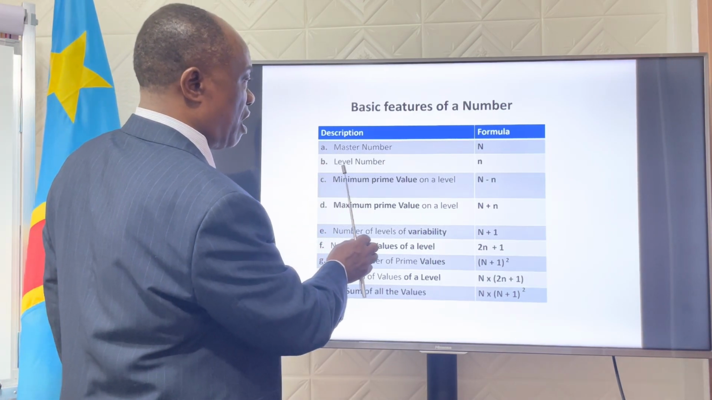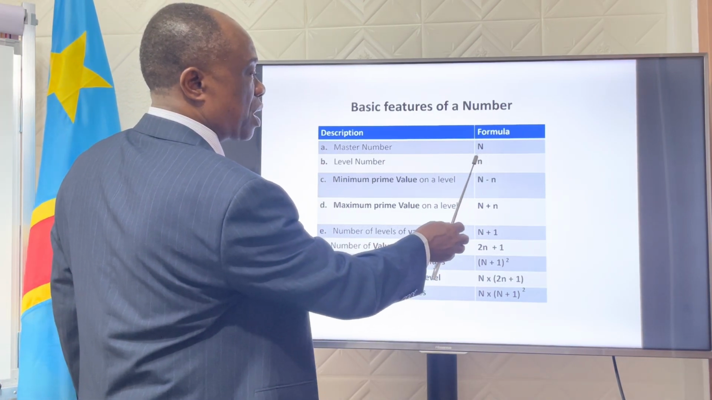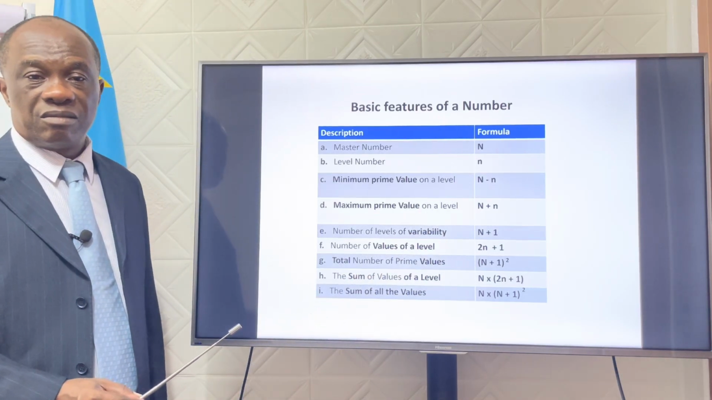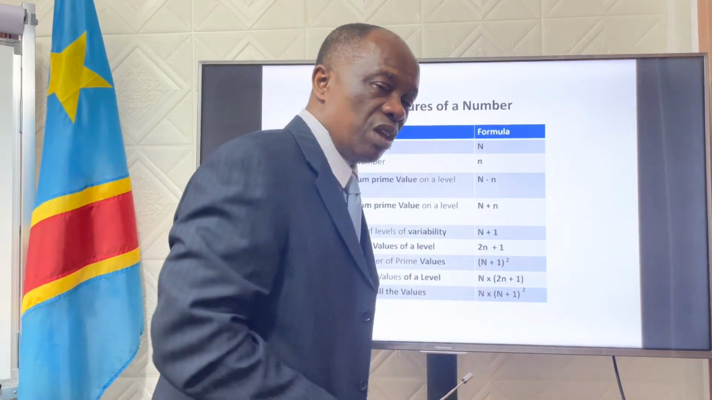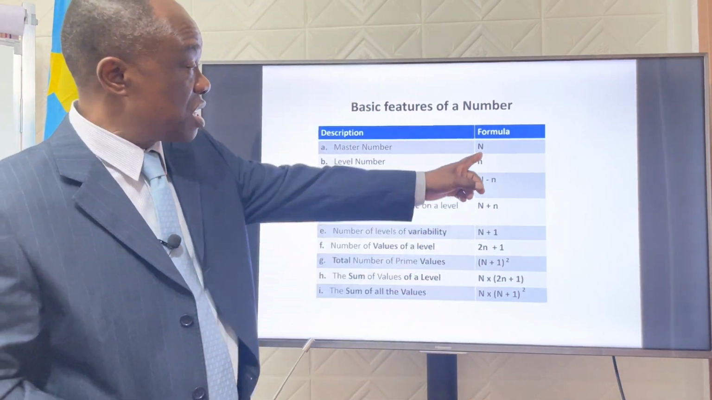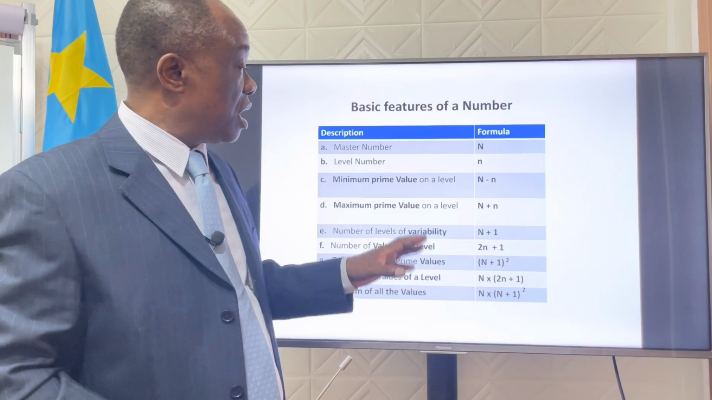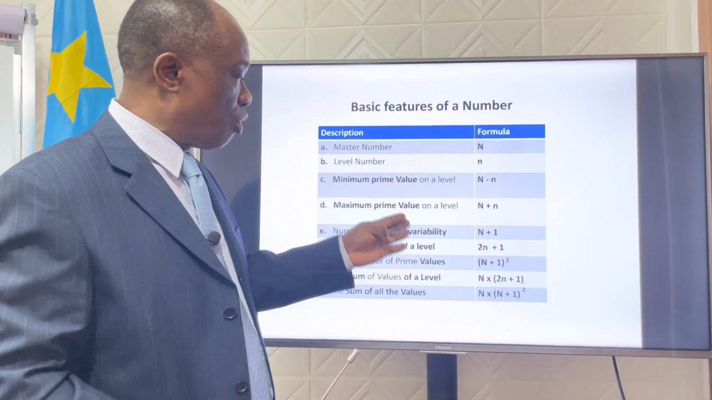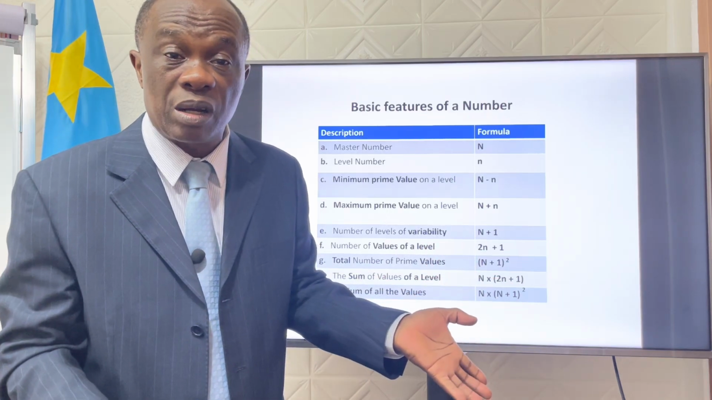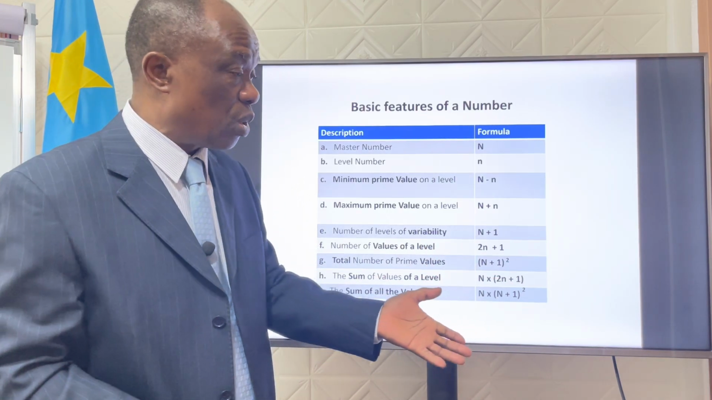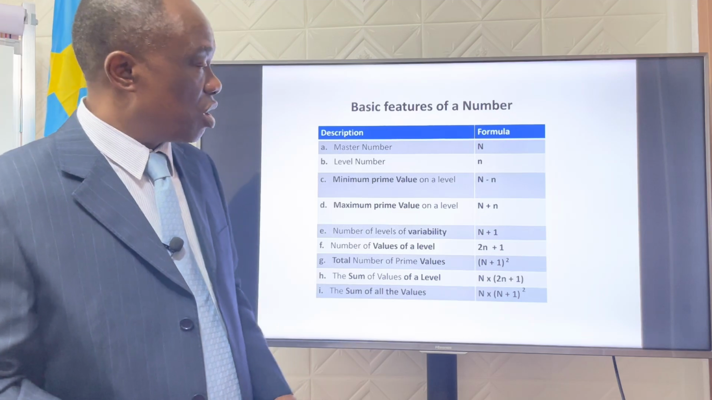The level number is always expressed as a small n. So if you see a small n like this, it means it represents a level number. That level number can be level 1, level 2, level 3, level 4, so those are what I'm talking about, level number. Level 0.